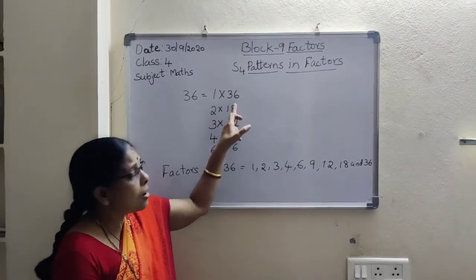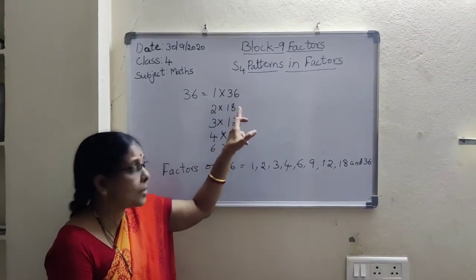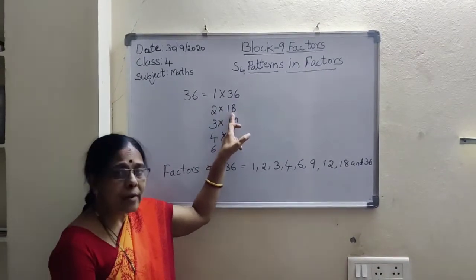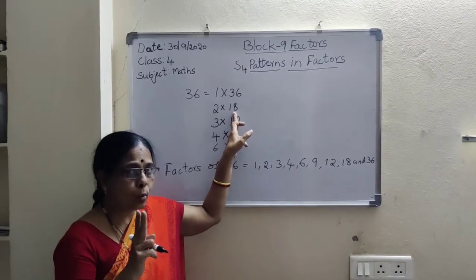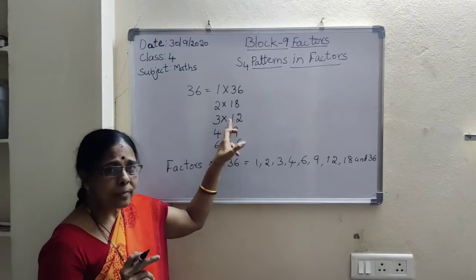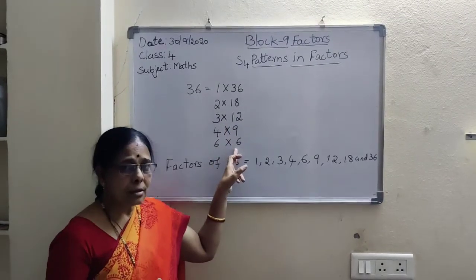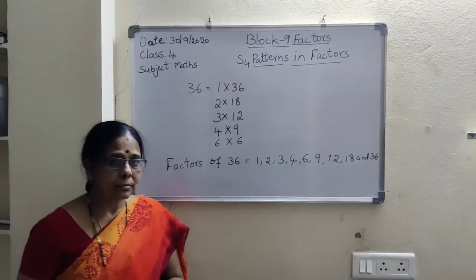Here these are called factor pairs. 1 into 36 is a factor pair. 2 into 18 is a factor pair. Pairs means 2. Okay children, pairs means 2. 3 into 12 is a factor pair. 4 into 9 is a factor pair. 6 into 6 is a factor pair.